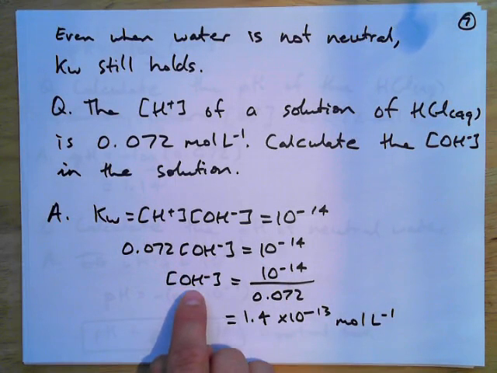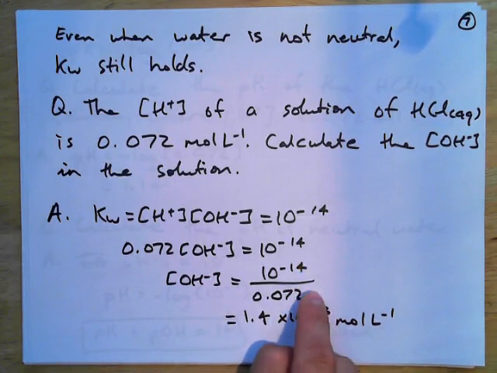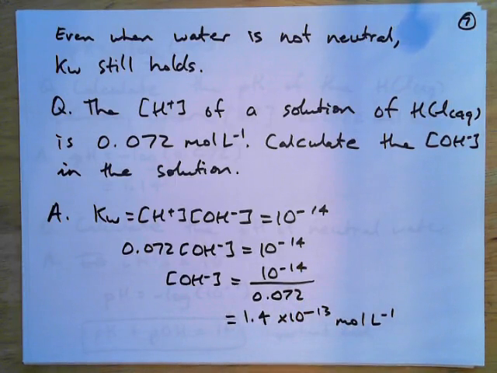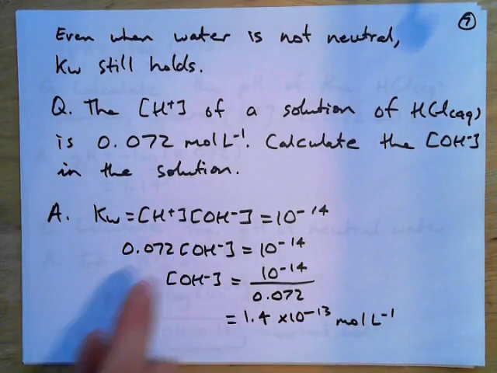So now I have the hydroxide equal to 10 to the minus 14 divided by 0.072, and I get this value here. So that's the concentration of hydroxide. The larger the H plus is, the smaller the OH minus is going to be.